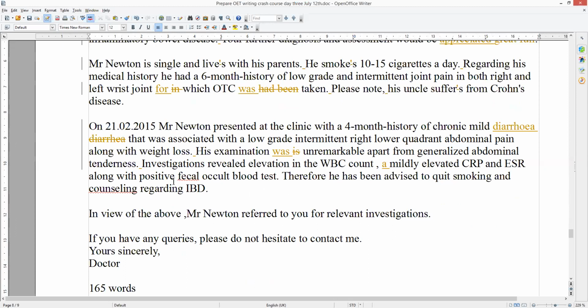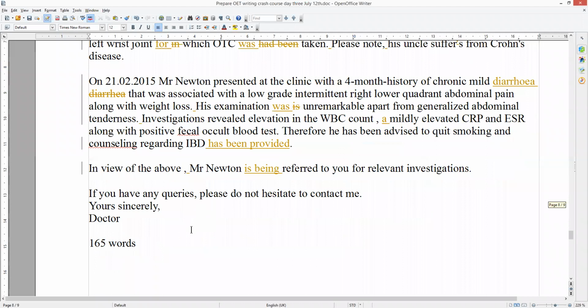Might be able to see CRP and ESR. He has been advised to quit smoking. Okay, and counselling regarding IBD. What has been provided? Because that's not a proper sentence. In view of the above, Mr. Newton is being referred to you for relevant investigations. Any queries, do not hesitate to contact me.